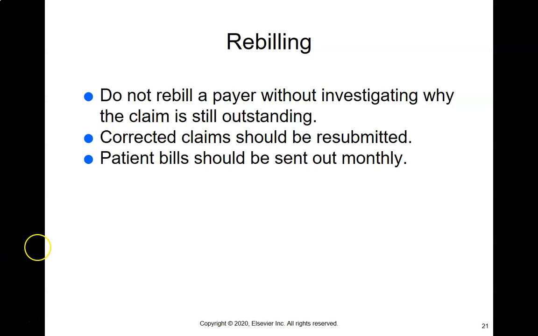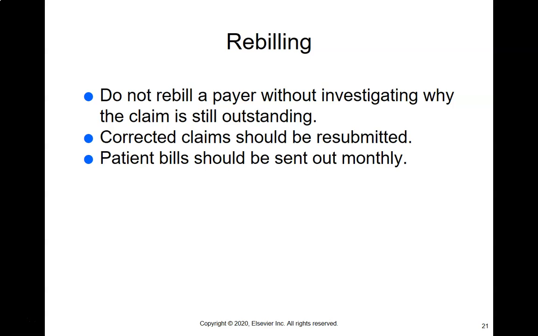Rebilling. With rebilling, do not rebill a payer without investigating why the claim is still outstanding. Rebilling without investigating it could create a duplicate claim for the same service.